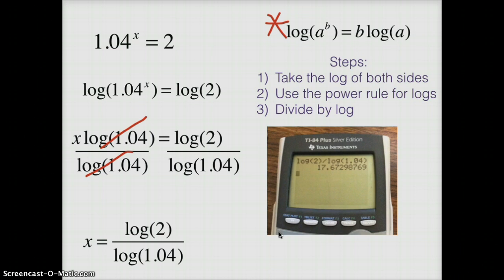The way you set this up in your calculator, make sure you use all of the parentheses, otherwise your calculator is going to use the wrong operations if you don't put the parentheses in the right spot. So the final answer to this one is x equals 17.673. 3 decimal places will work here for your answer.